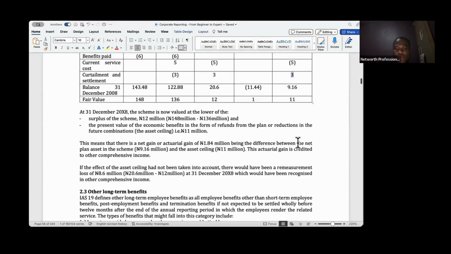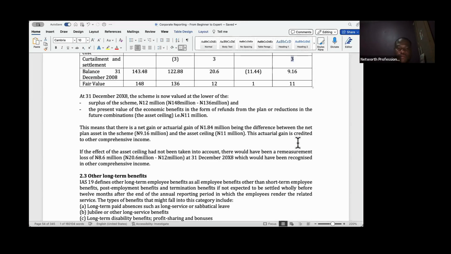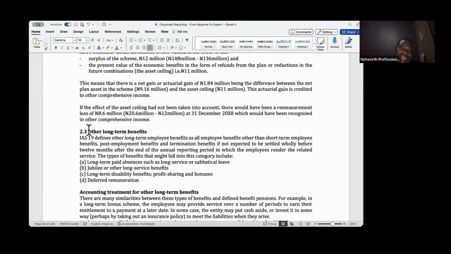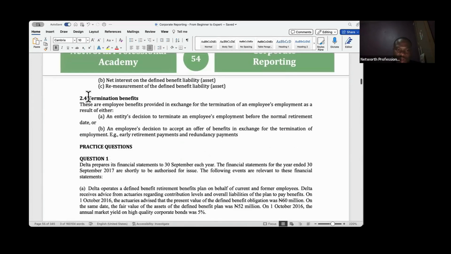However, I'm done with my class for today, right? Because other long-term benefits, I can never ask it and they won't ask it. Majorly because this other long-term benefit is similar to post-employment, because it's talking about benefits in the future, but it is easier. Everything I've mentioned under post-employment benefit is the same thing as other long-term benefit. The difference is that this one doesn't have any remeasurement. They will not have any remeasurement to OCI. That's the only difference.